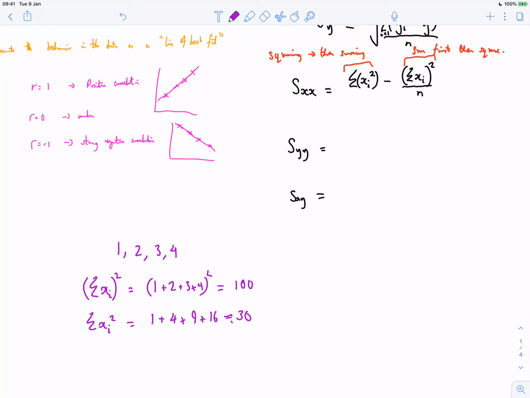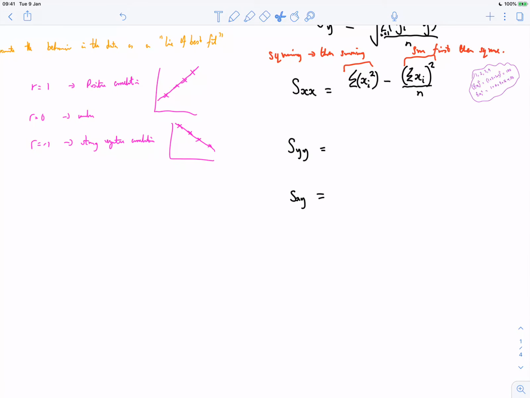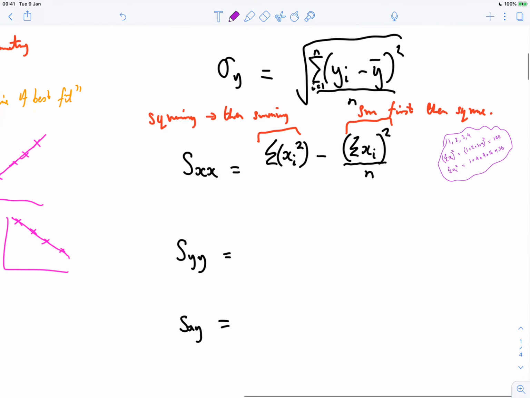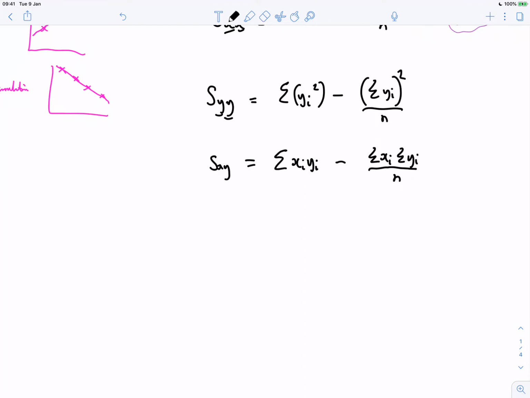I'll tell you what, we'll put a bubble around this and we'll whack this over here as an example maybe. Okay, next up, what would Syy look like? Well, because these are both x's, these are both y's, it's going to be the same thing but with y's now instead. So it's going to be the sum of yi squared minus the sum of yi all squared over n. And Sxy is where we hybrid the both. So it will be the sum of xi times yi minus the sum of xi times the sum of yi, and then over n. And you're probably thinking, okay, so what's going on here? Well, this is saying I multiply x and y first and then I sum them, and this is saying I take the sum of x and the sum of y and then I multiply.